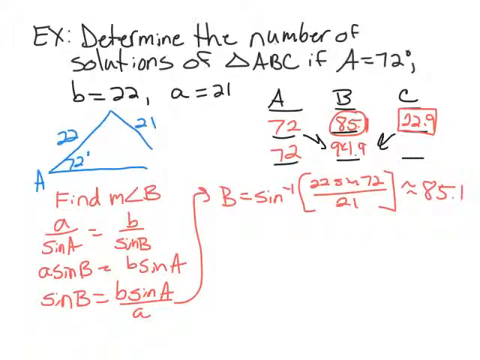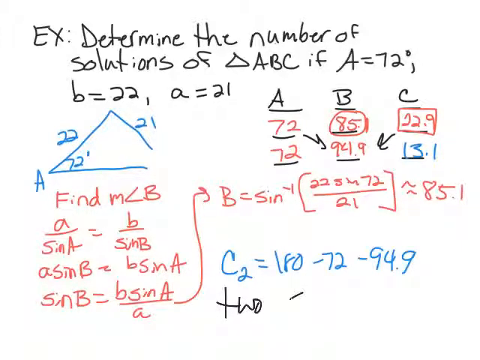So that's okay so far. Now I need to find the last C. I'm going to call it C2. C2 is going to be 180 minus 72 minus 94.9. And if it turns up to be positive, then we're good. Looking at my old notes here, it ends up being about 13.1. So since I have two sets of angles and none of them are negative and there aren't any errors in my calculation, that means there are two solutions.